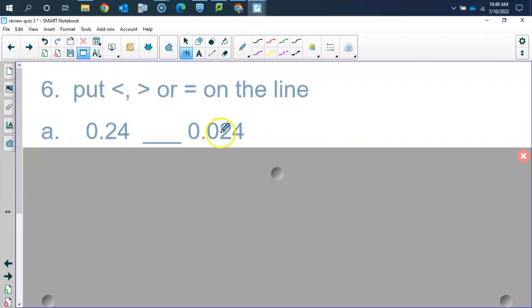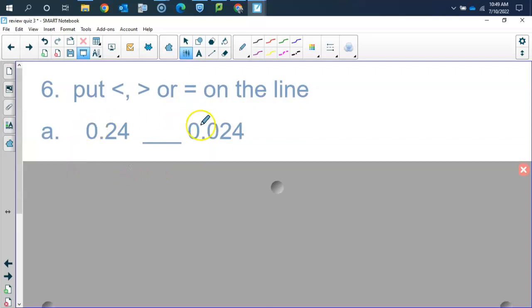Okay. You're going to compare these two numbers. Put a less than, a greater than, or an equal to on the line. Go. All right. When you are comparing decimals, first thing you do is compare the whole numbers. These are both zeros, so that doesn't help us. Then you look at the tenths place. 2 is greater than 0. So what goes on that line?